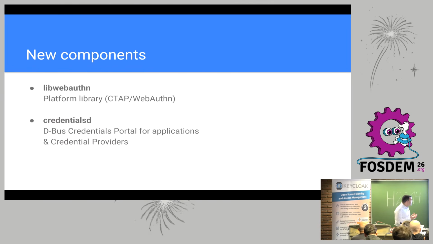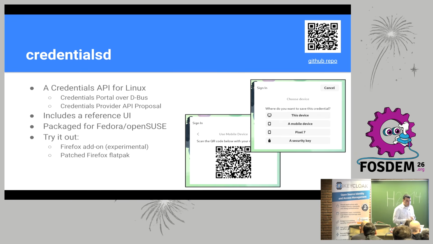So here's what we built. We have two new components to power this new credential API. Together, this is what currently makes up Credentials for Linux. libwebauthn is a platform library, and this implements the FIDO protocols and the transport to authenticators. And credentialsd is for the interfaces with applications and credential providers.